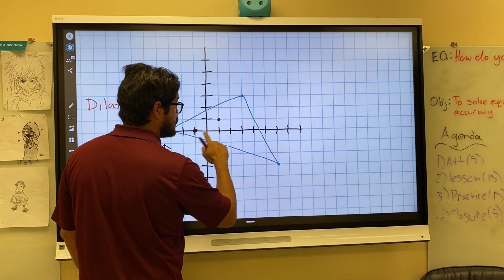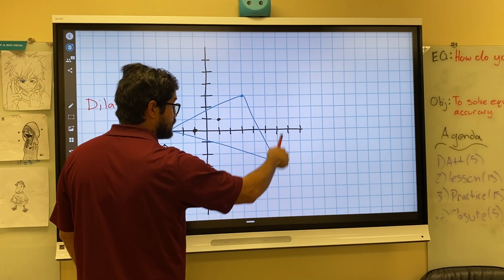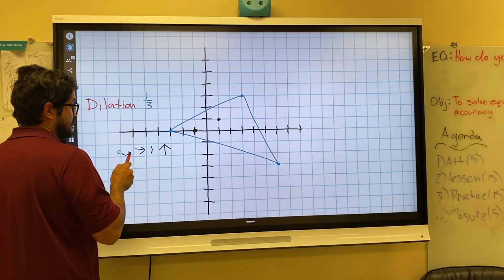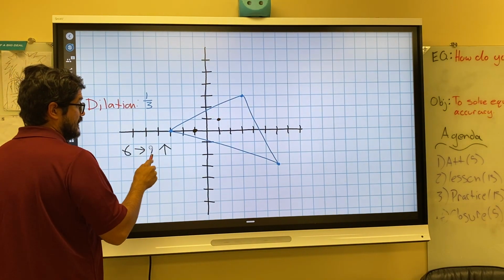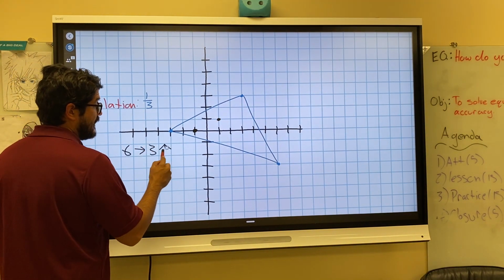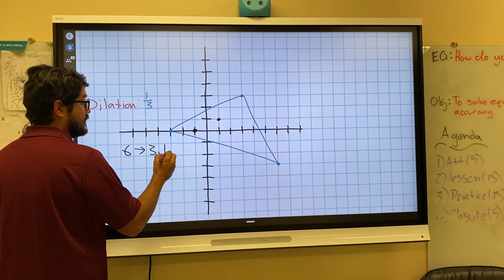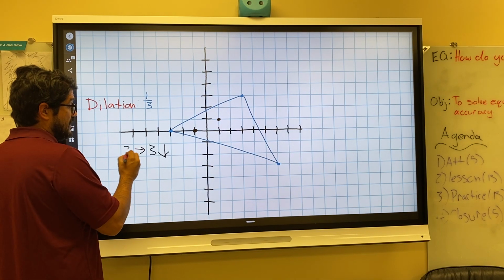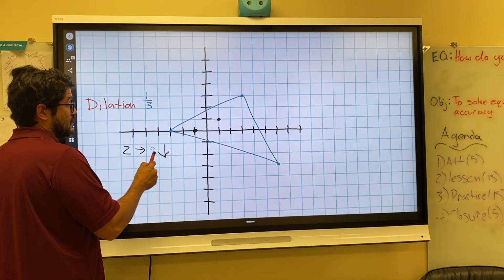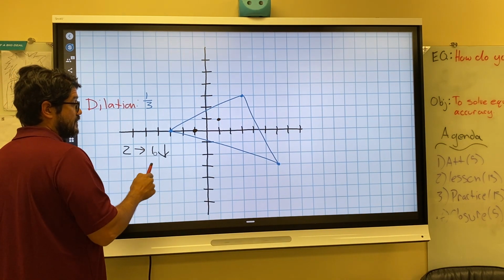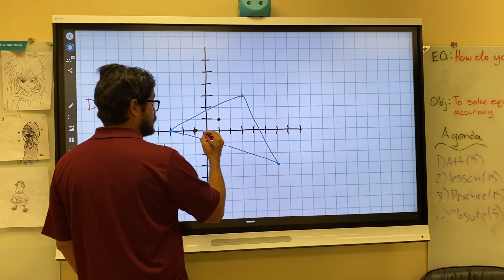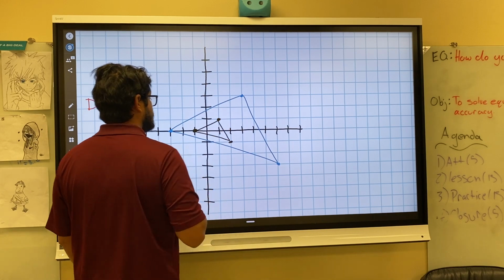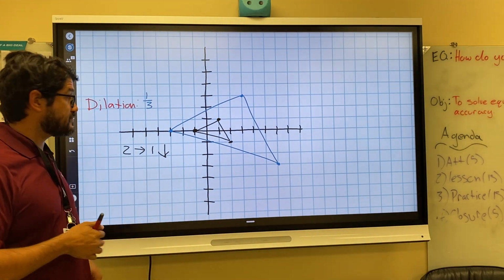And then this one is going to be 6 to the right and 3 down. So if it's 6 to the right, and 3 down, okay, if I divide those by 3, I'm going to get 2 to the right and 1 down. Okay, so 2 to the right and 1 down, and that is a dilation where it shrinks it.